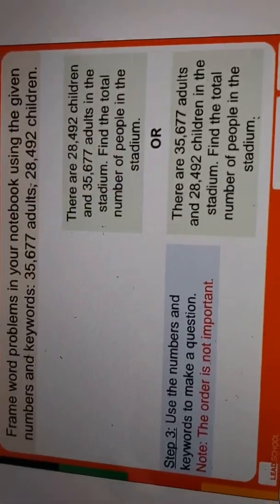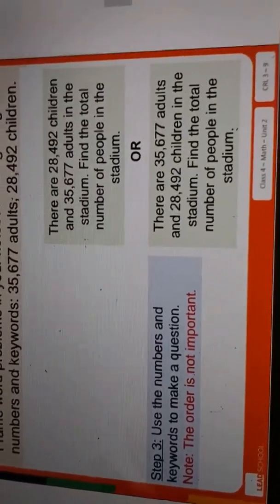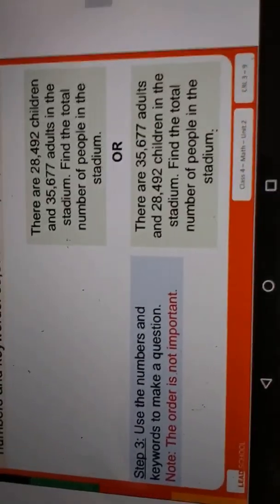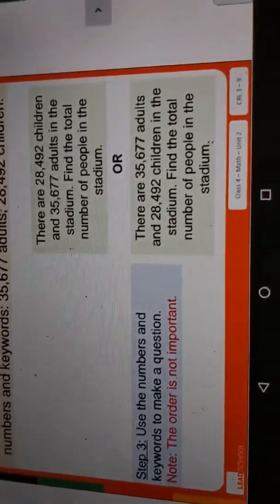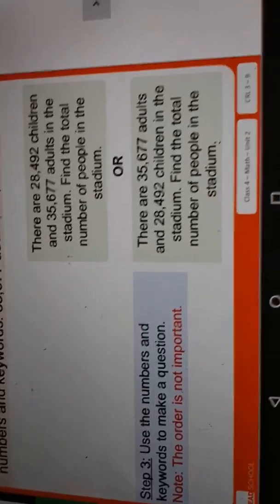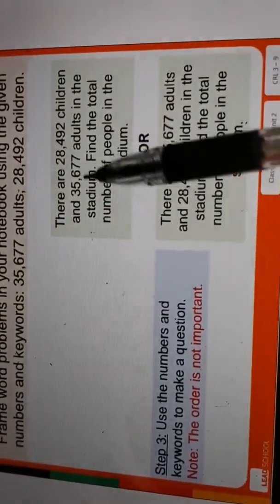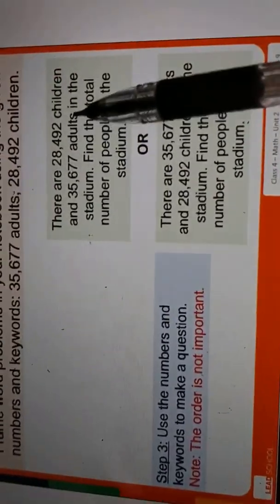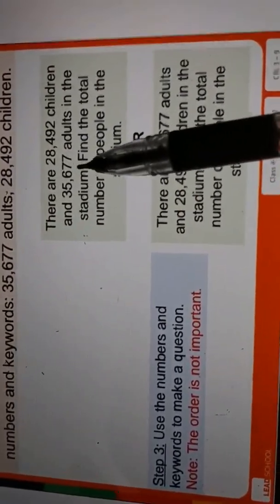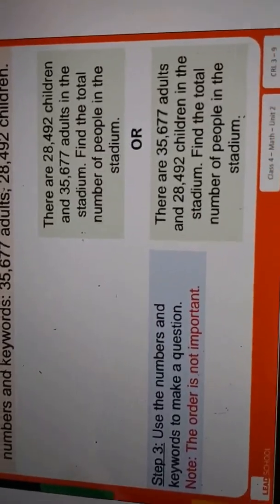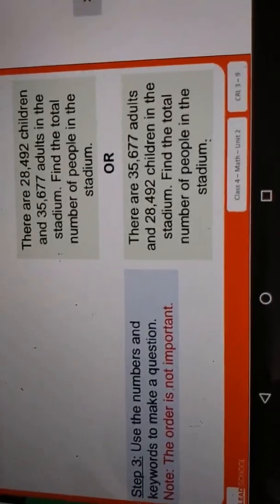So we are having the question. Now here there are 2 types of questions. Whatever questions you make yourself, that is okay, but here you have to fix in your mind that you have to make questions that use addition. Okay, so the first question: there are 28,492 children and 35,677 adults in a stadium. Find the total number of the people in the stadium. This is the first question.